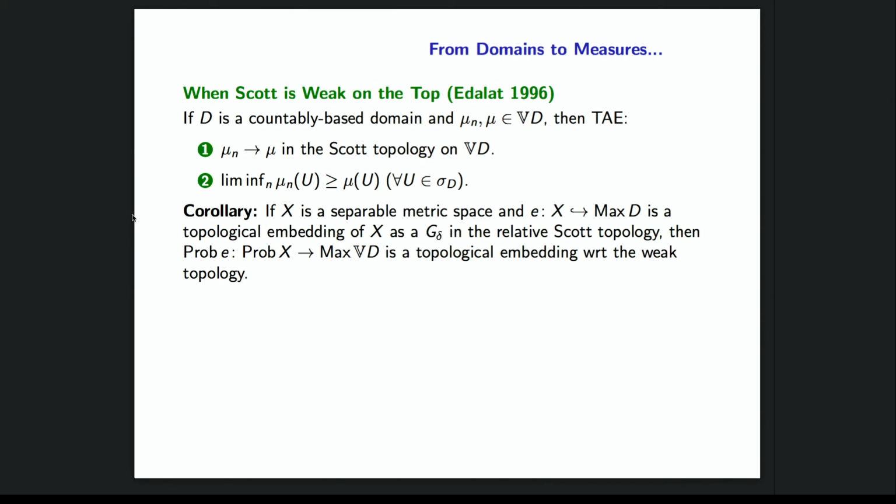So that says that this is the point of saying Scott is weak on the top. The idea was that you embed these in probability measures as the maximal elements, the top elements in this space, and they inherit from the Scott topology exactly the weak topology from measure theory.